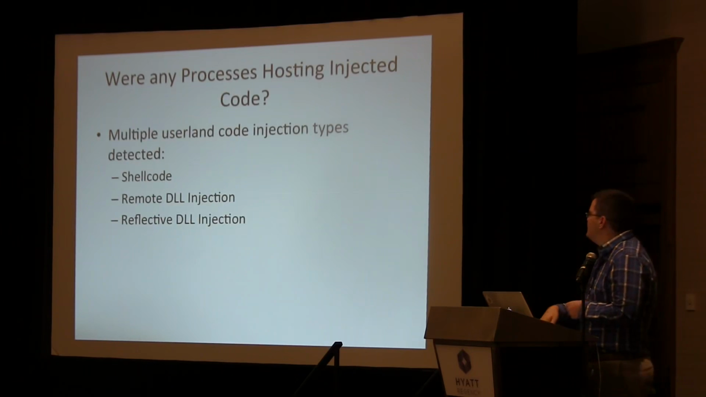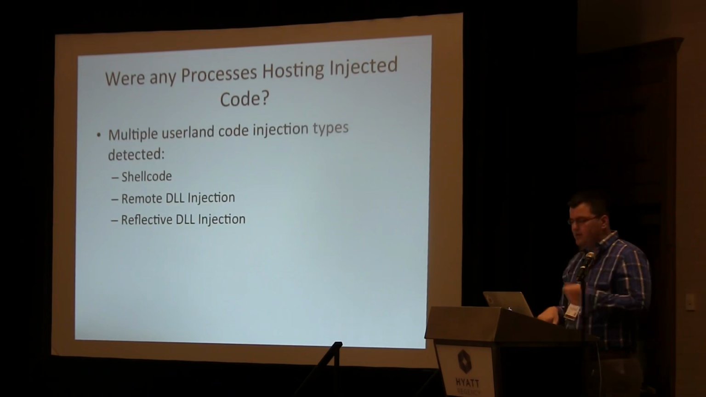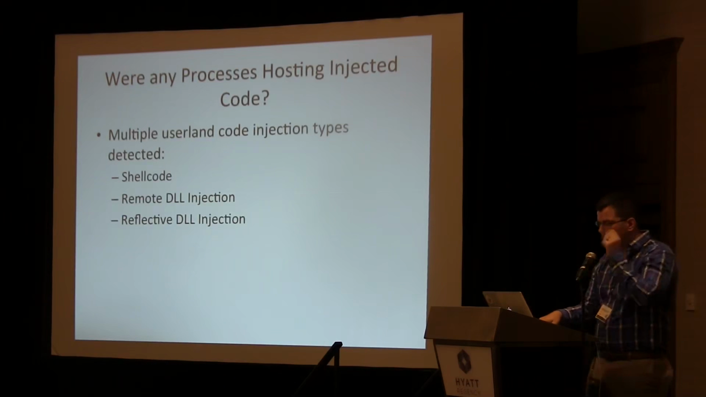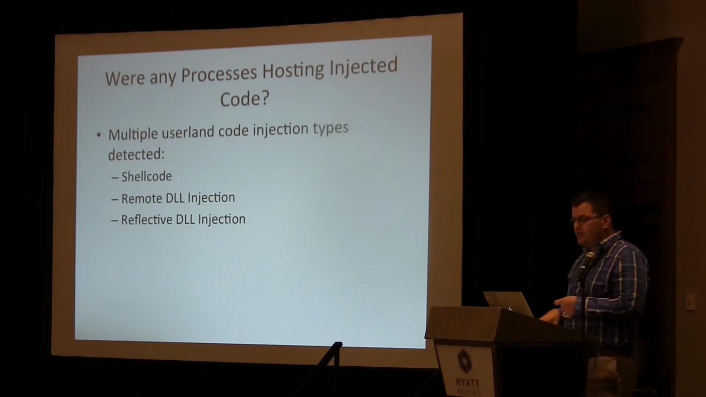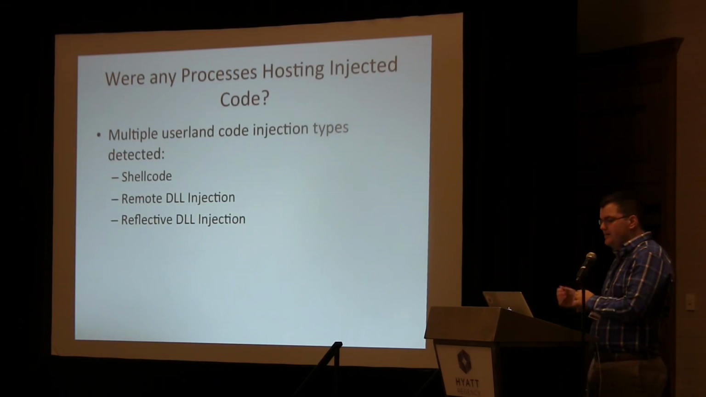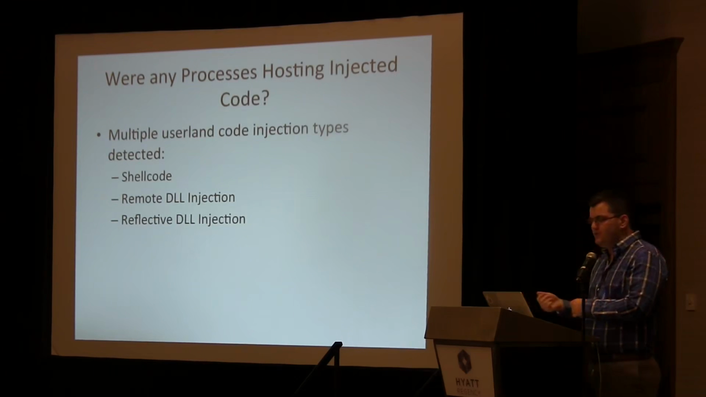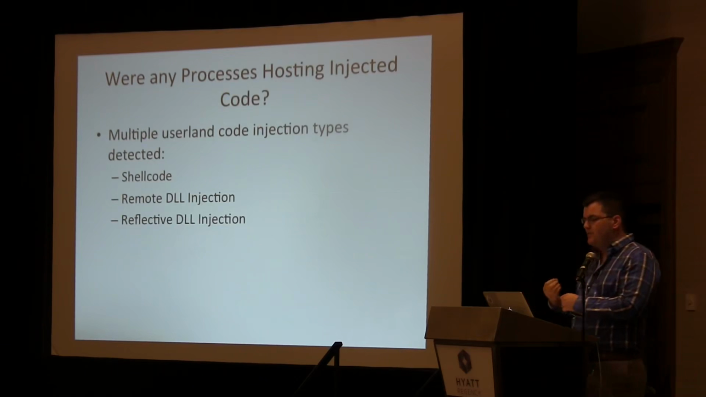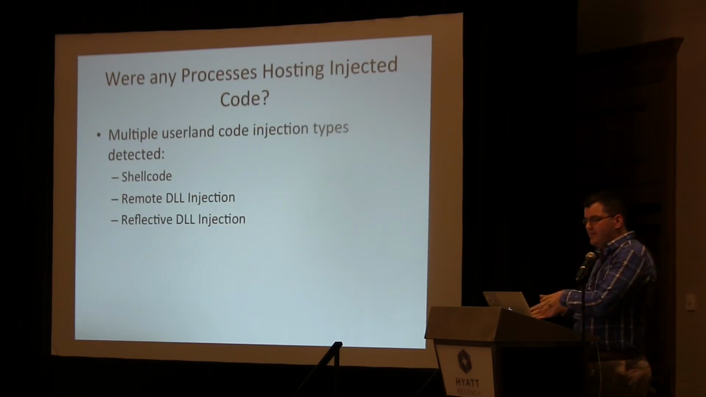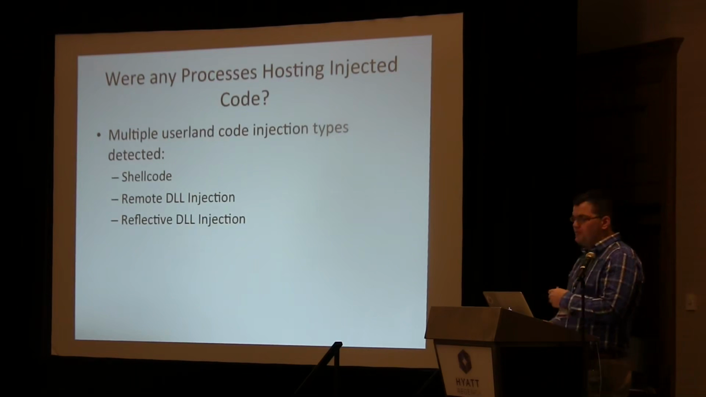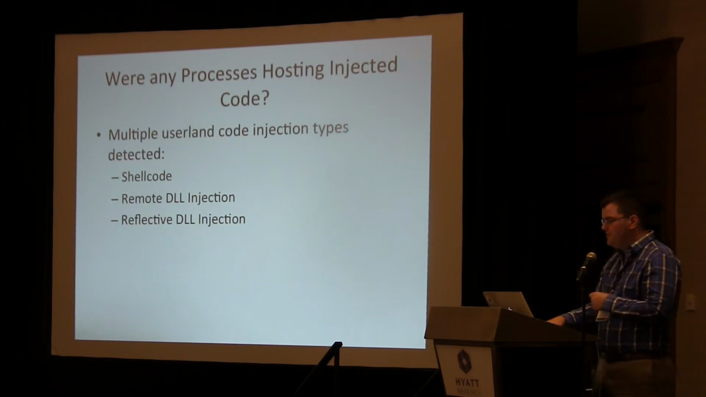So there's three types we're going to look at. One is shellcode injection, the second is remote DLL injection, and the third is reflective DLL injection. And again, be aware that you can do all of these across the other operating systems. You can do them across Linux, across Mac. We have complementary plugins on those operating systems that detect them the same way. I'm just focusing on Windows because I assume most people would be more familiar with that.